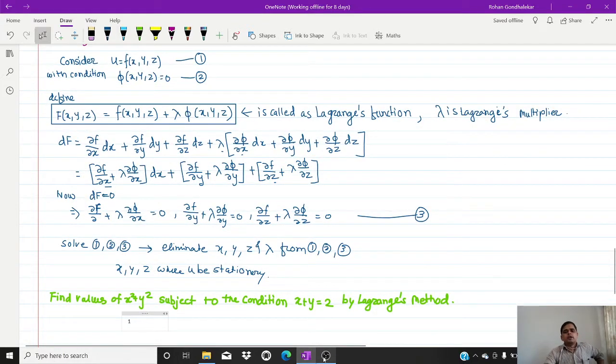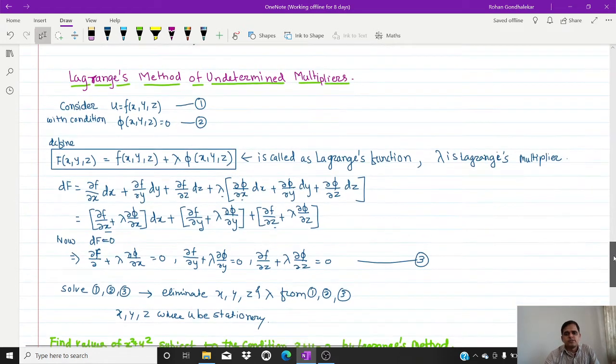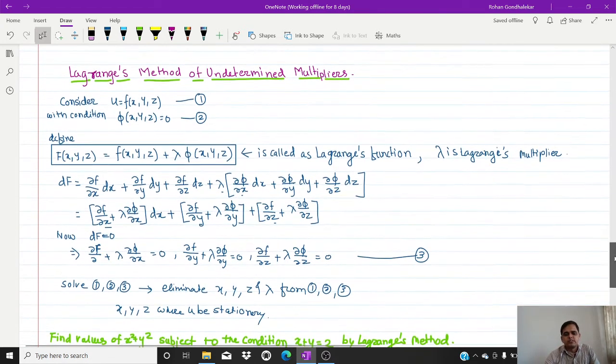Welcome students. In the next lecture on applications of partial differentiation. In the previous lecture we have discussed the maxima and the minima of the given function by using the second derivative test. In this example we are going to discuss another method, that is Lagrange's method of undetermined multiplier. Now see, I am just going to discuss this method directly.